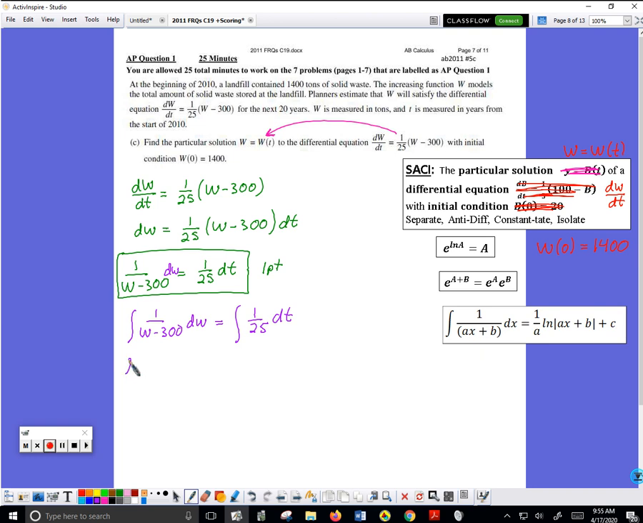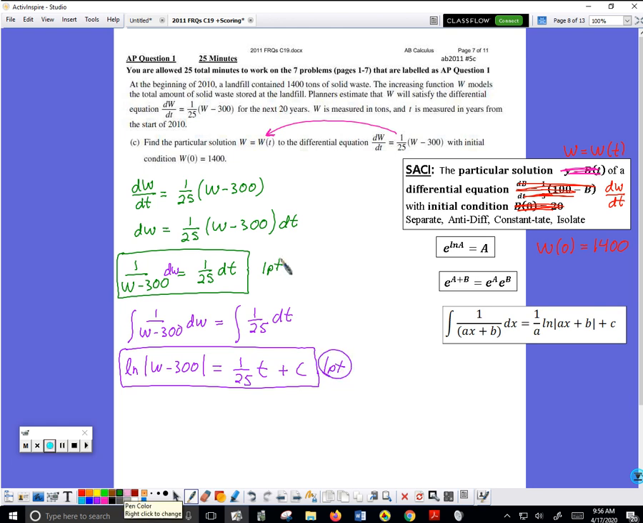So I'm going to get natural log. A is 1, so I'd have 1 over 1. This is just a constant, so the antiderivative of 1 over 25 is just 1 over 25t plus a constant. And if you have this purple box, you get a second point. The first point, second point.